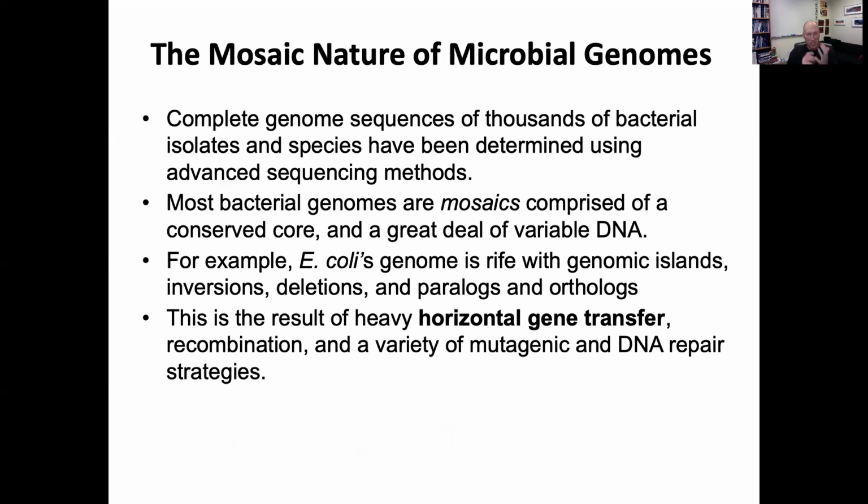Let's run through bacterial genomes and horizontal gene transfer, okay? So at this point, thousands of bacterial isolates and species have had their genome sequences determined using the advanced DNA sequencing methods we have available now. And the important thing to recognize is that most bacterial genomes, not all, but most, are actually quite variable when you compare different isolates of the same species. They are what we call mosaics.